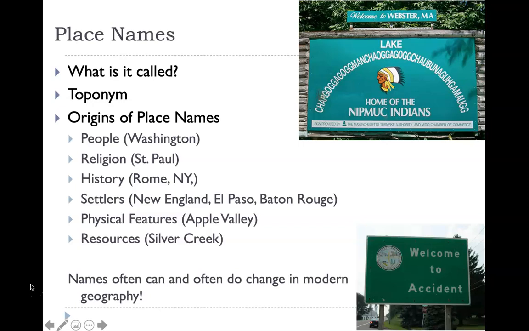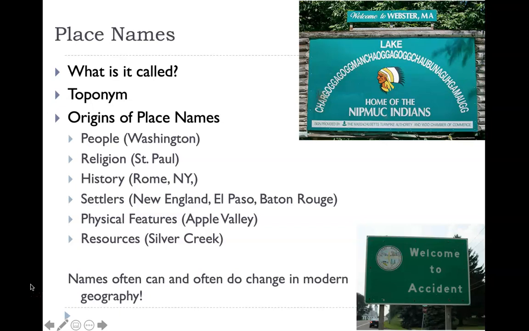It could reflect the religious nature. Anytime you hear a saint or a santa or a san, S-A-N, think Catholicism, right? So St. Paul, for example, is heavily dominated by the Catholic population of Minnesota. San Francisco, right, is St. Francis or St. Francisco. São Paulo is St. Paul, just down yonder in Brazil.